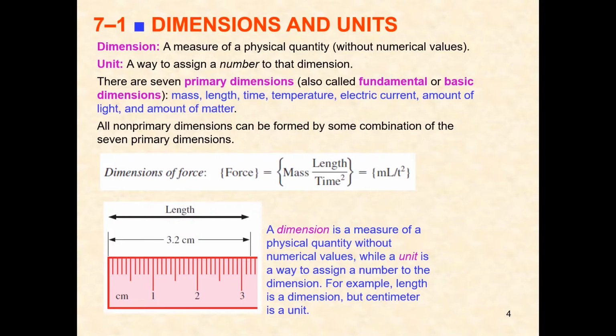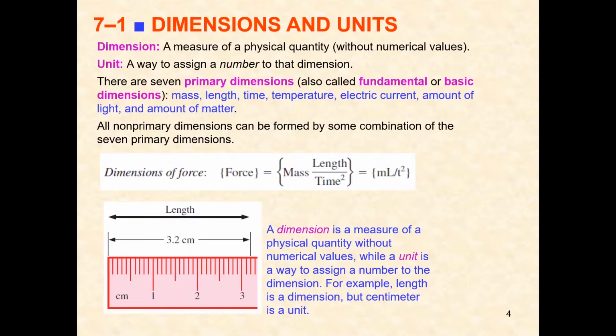So first we go to the dimensions and units. Most of you are already familiar with this, where a dimension is a measure of physical quantities like length, mass, and time, while a unit is a way to assign a number to those dimensions, like for length it is meters, for time it is seconds, and for mass it is kilograms.